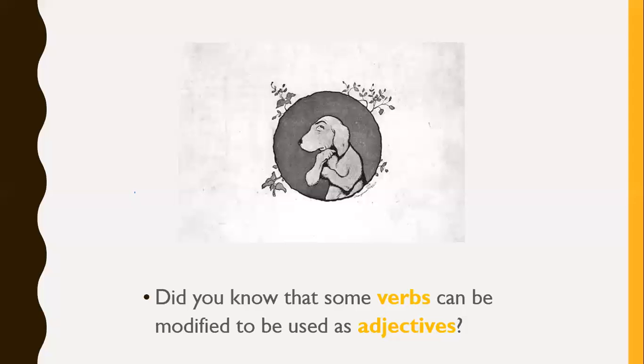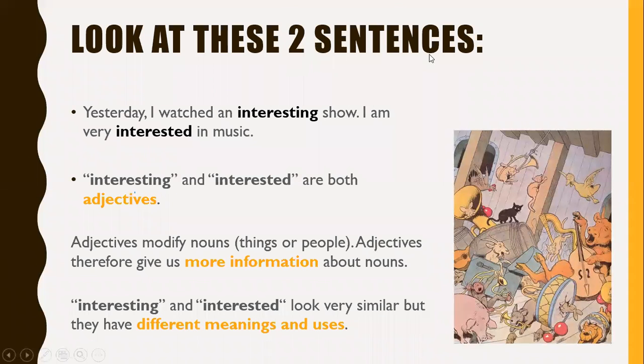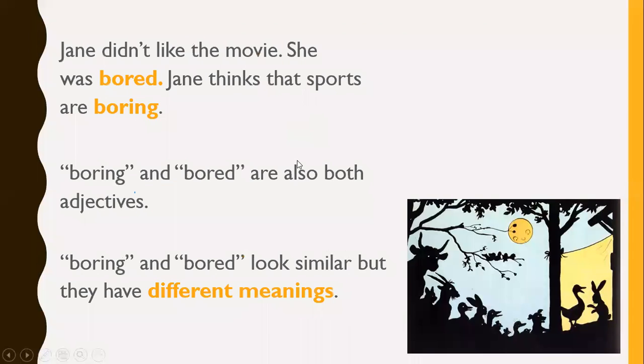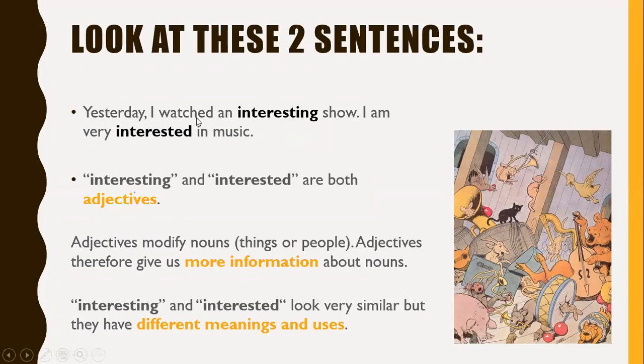Sounds good. Let's see. So we have these two sentences, okay? Any volunteer to read this sentence? Yesterday I watched an interesting show. I am very interested in music. Excellent. Thank you. And see how interested and interesting work. So it says, yesterday I watched an interesting show. Adjective, right? Description of the show. How is the show? The show is interesting.